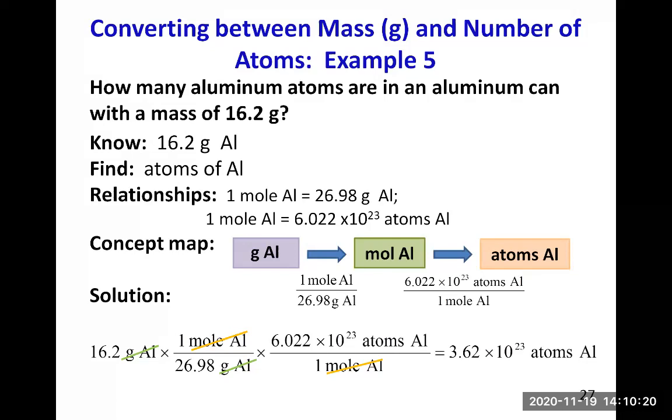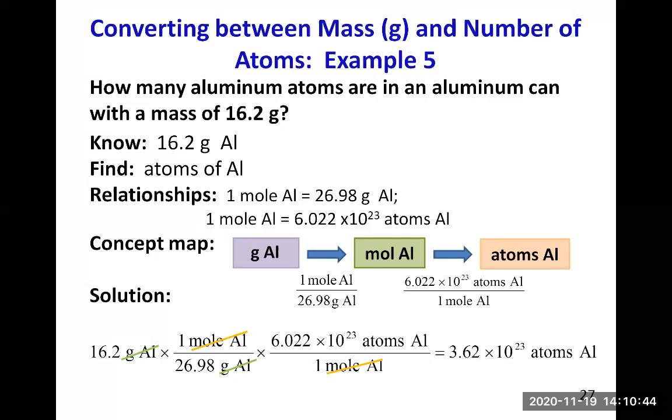Here we keep 3 sig figs because the limiting amount of sig figs comes from the given amount, which has 3 sig figs. The molar mass has 4 and the Avogadro number has 4. And the 1 moles are always exact here. So that's the final answer here. It's the number of atoms of aluminum in a can of 16.2 grams.